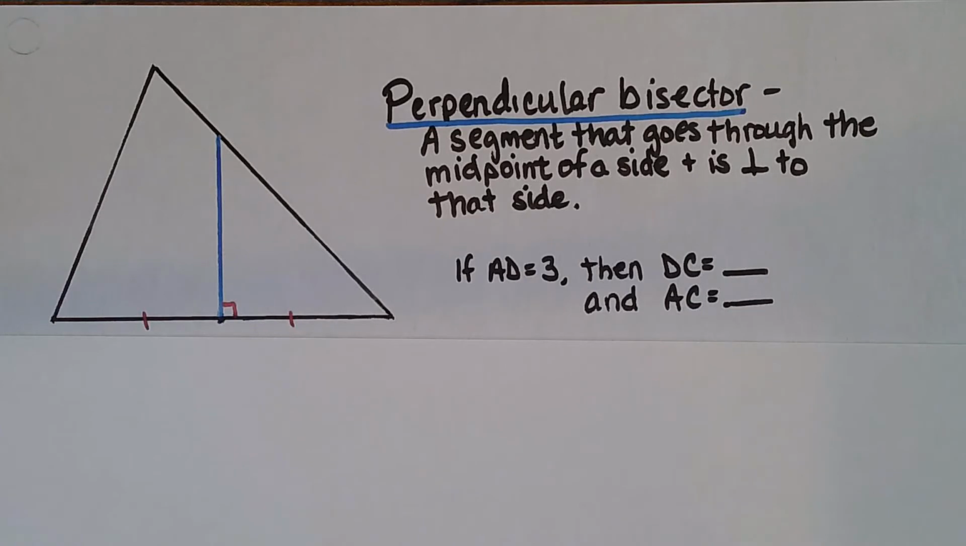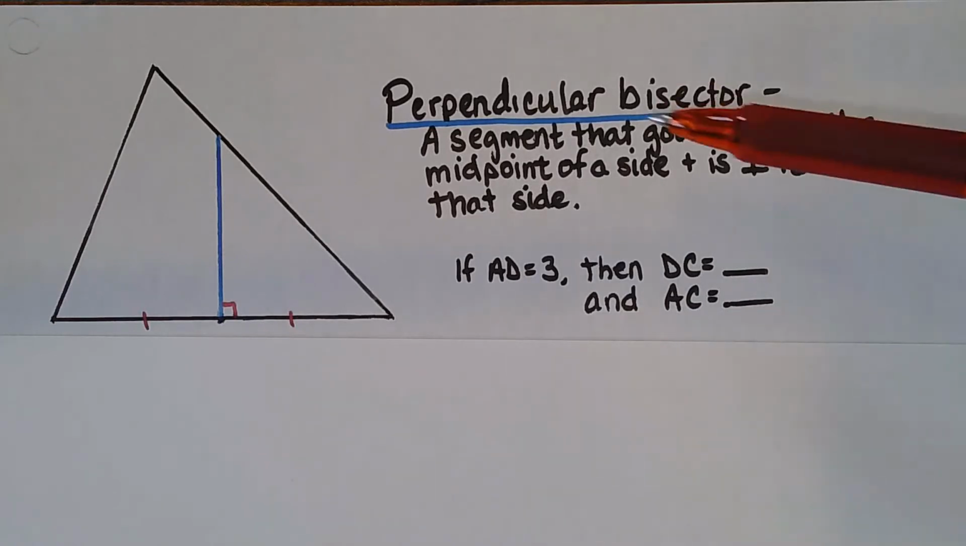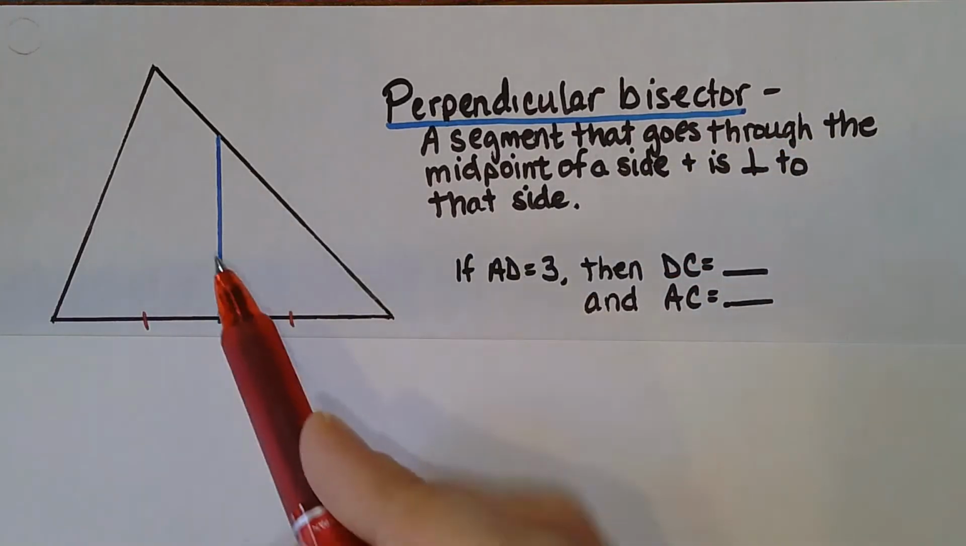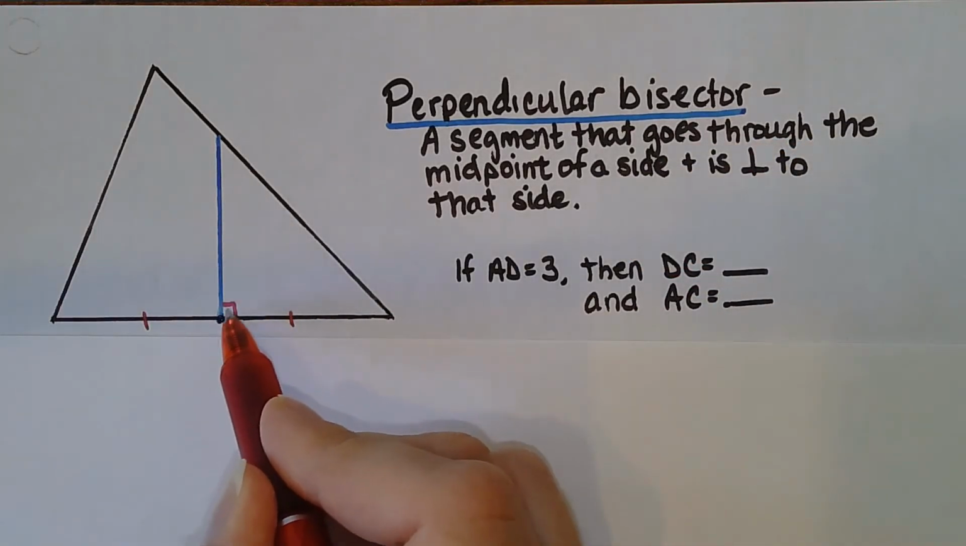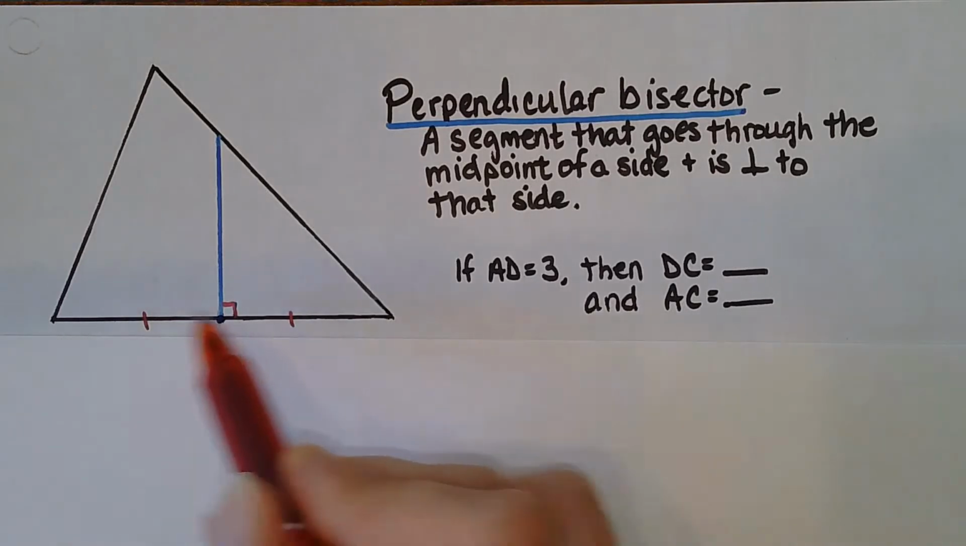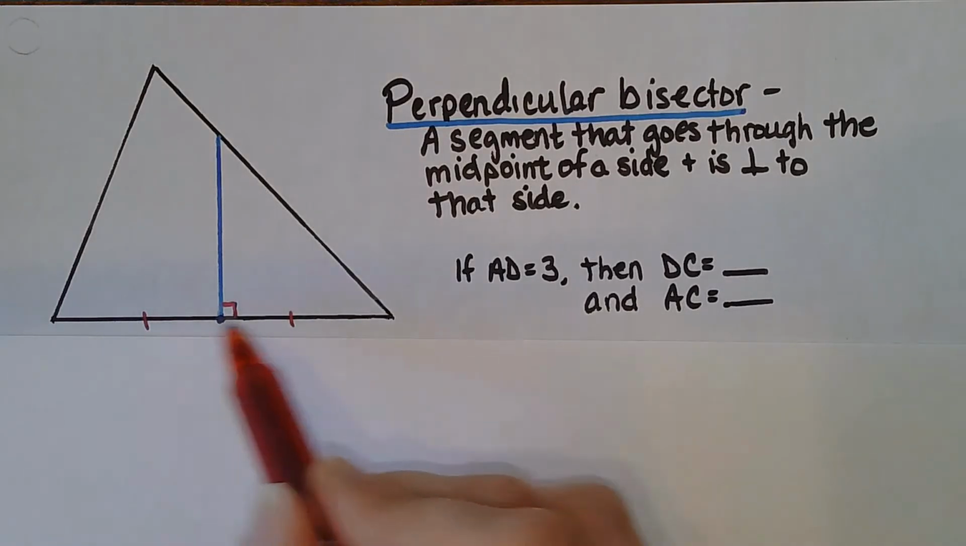Perpendicular bisector, here's the definition of it. It's a segment that goes through the midpoint of a side and it's perpendicular to that side. Goes through the midpoint of that side and it's perpendicular to it. Some things that we will know: if this side is being bisected, we'll know it's cut in half.